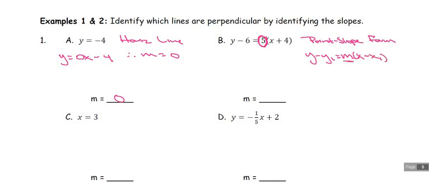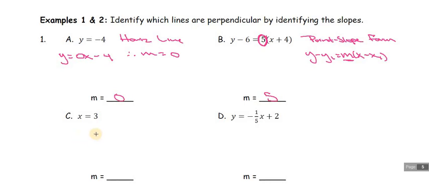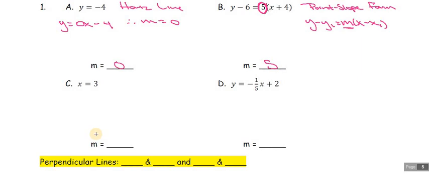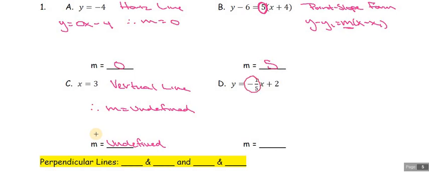Okay, so our slope is right here. So it means the slope of B is 5. All right, taking a look at C, if it's an x-only equation, that's a vertical line, which means the slope here is undefined. Okay, so undefined for C. And for D, we have a nice slope-intercept form. Slope is -1/5.